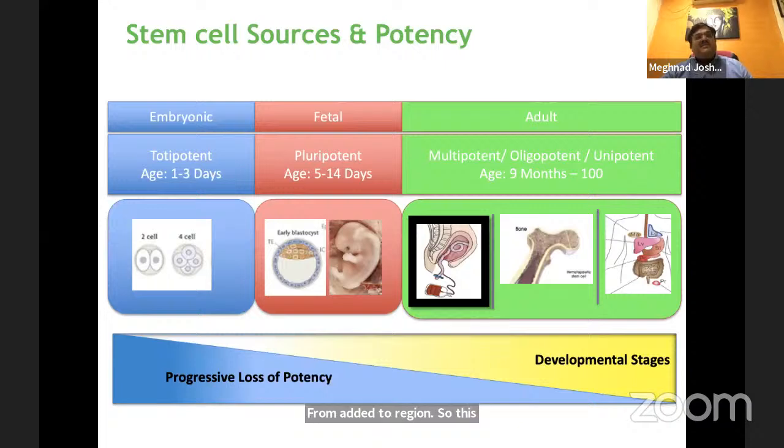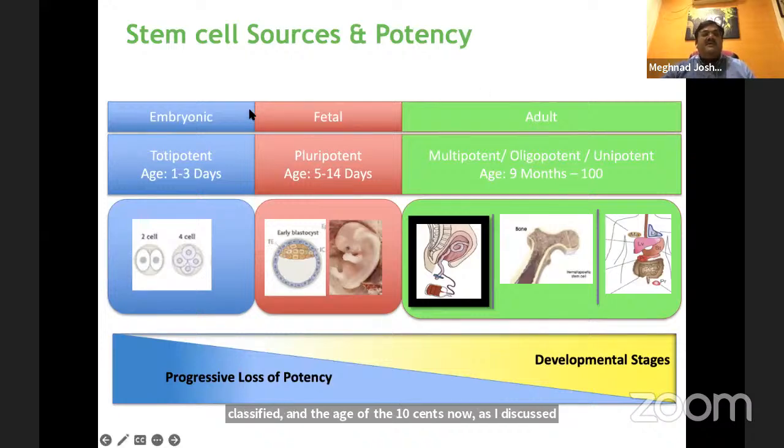So this is the animation which shows how the potency of stem cells is classified by the age of the stem cells. As I discussed, embryonic stem cells are totipotent cells, and these embryonic cells can be found only in a 1 to 3 day embryo. So if you have isolated cells from this embryo, you could actually form a complete new embryo after isolating a single cell.